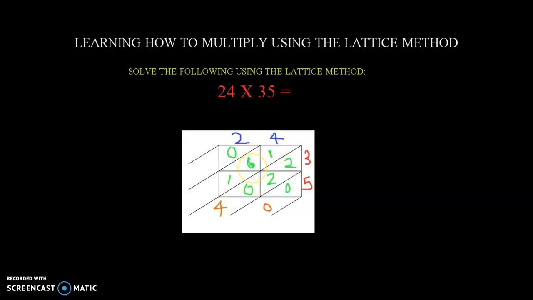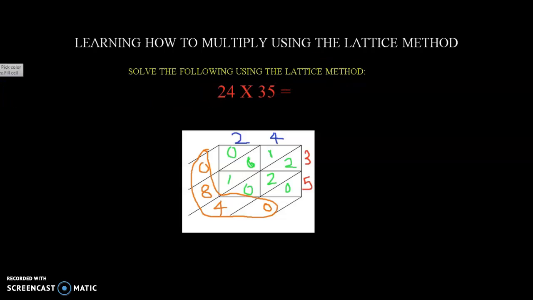1 plus 6? 1, 6, 1, 7. Plus 1? 9. No, it's 8. Oh. Oops, I added 2. Good try. Okay, and then there's a 0 right here, okay? So our answer is going to be 840. Okay, because this is using the lattice method.